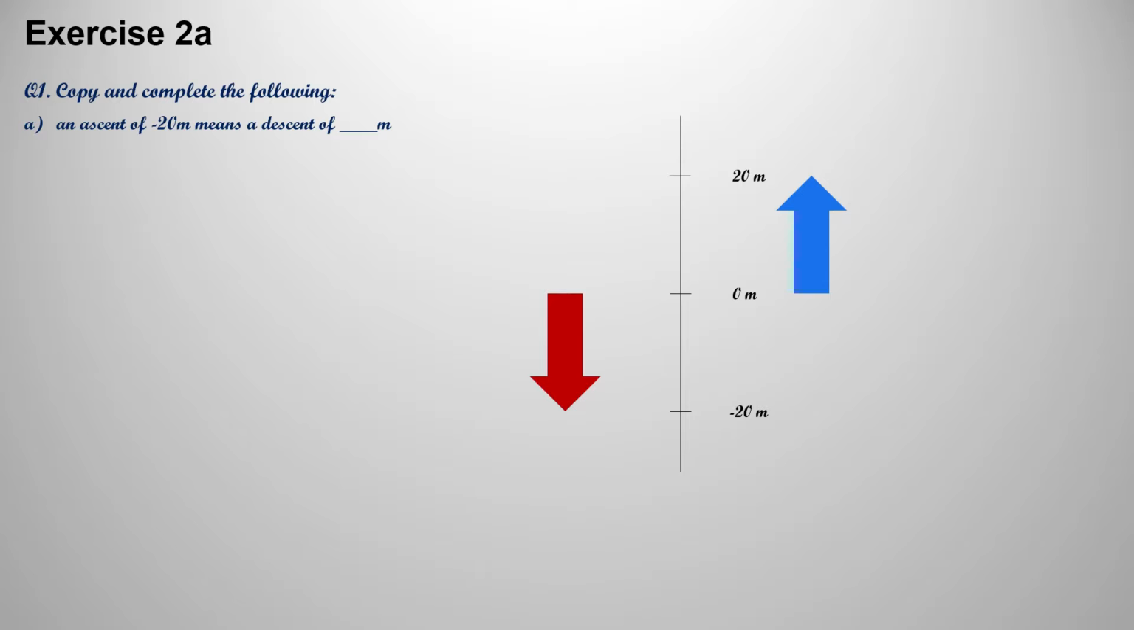So, a negative number, as I said earlier, indicates the opposite direction, which means he's talking about a descent of 20 meters. So, an ascent of minus 20 meters means what? It means a descent of 20 meters. The negative sign is just there to indicate the direction.